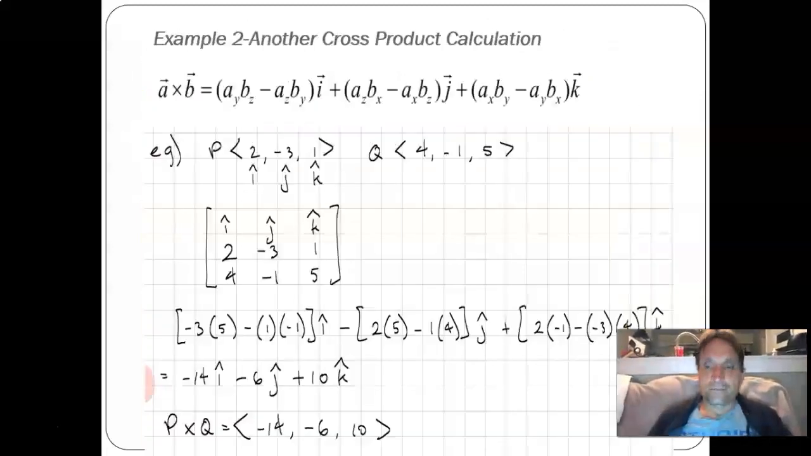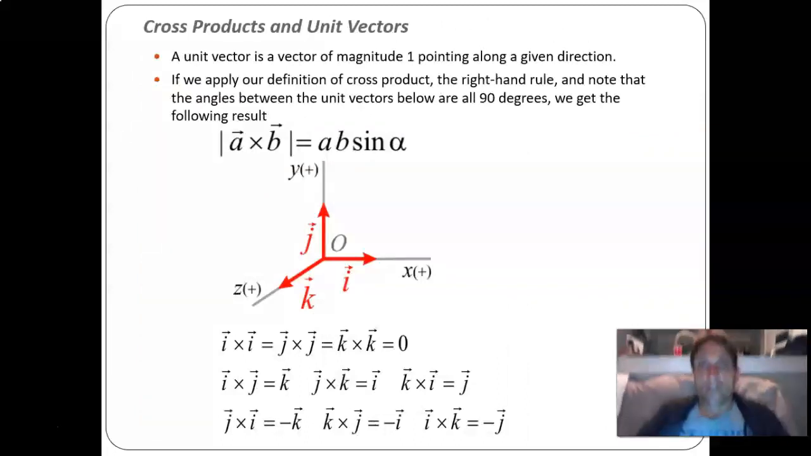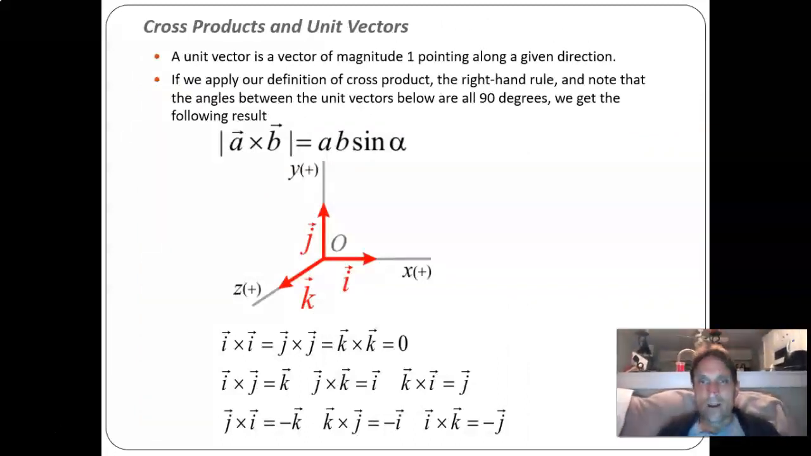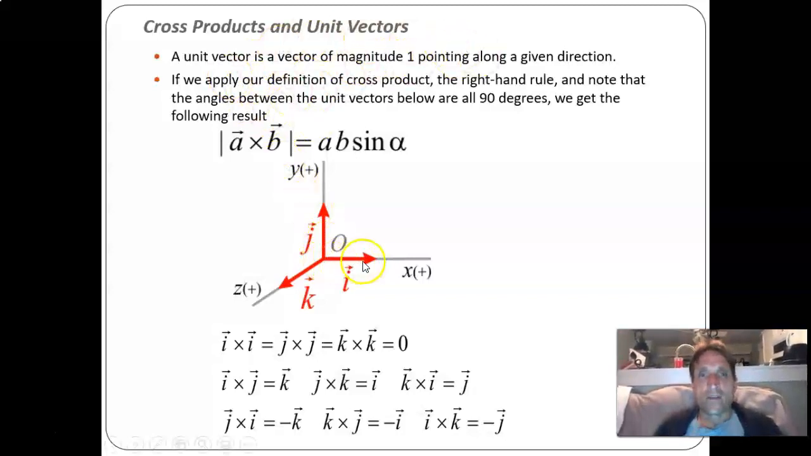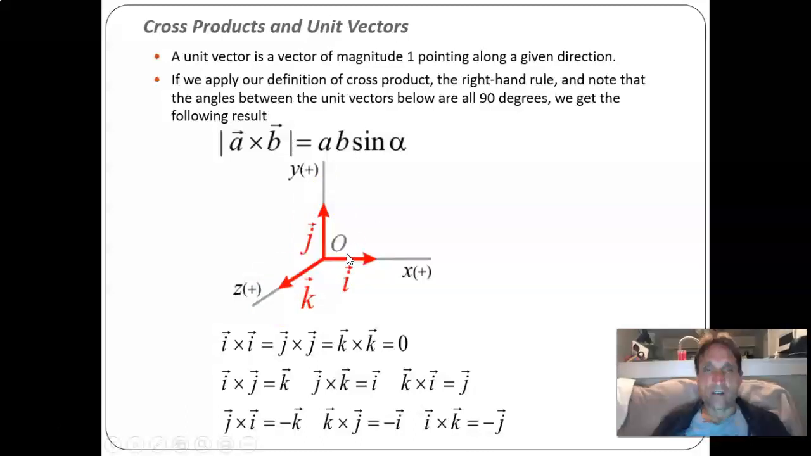So now let's look at unit vectors. Okay, we've talked about these: I hat, which is the unit vector, a vector of magnitude 1 along the x direction, and j hat, which is a unit vector 1 along the y direction, and k hat, which is a unit 1 along the z direction. Okay, these are called unit vectors.